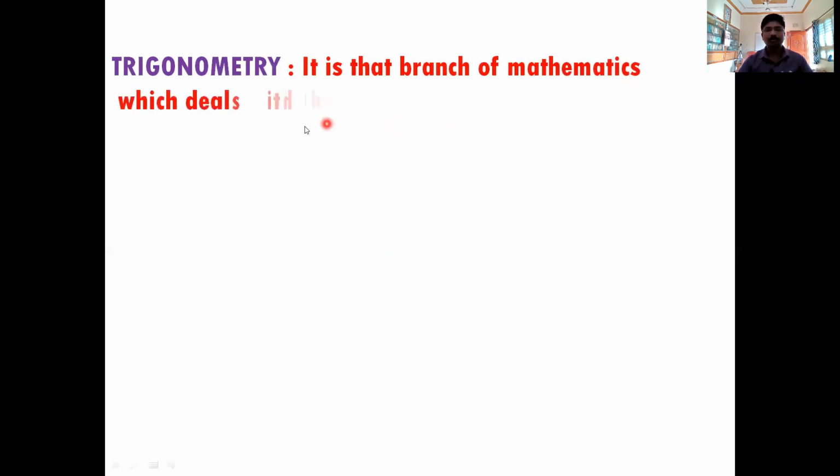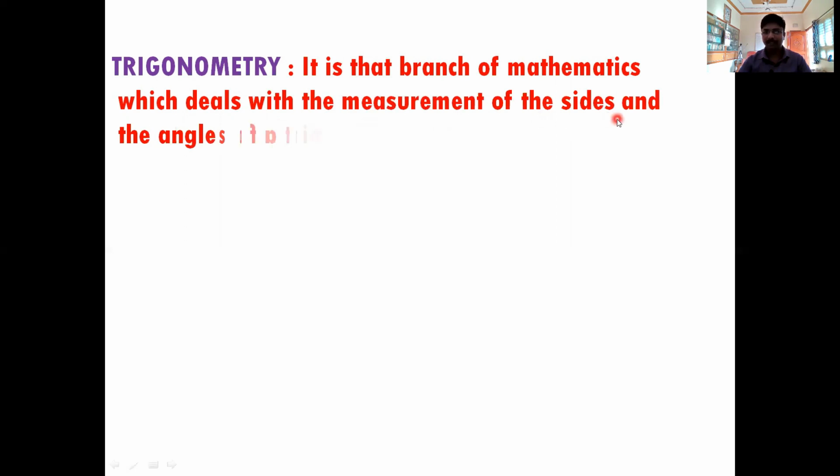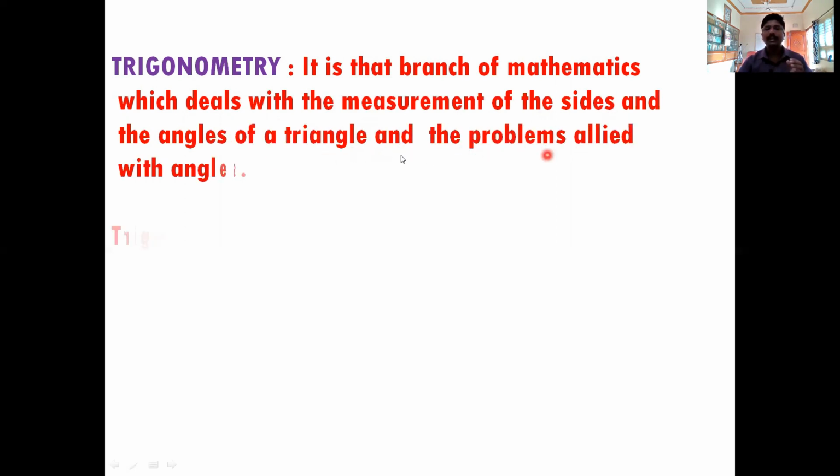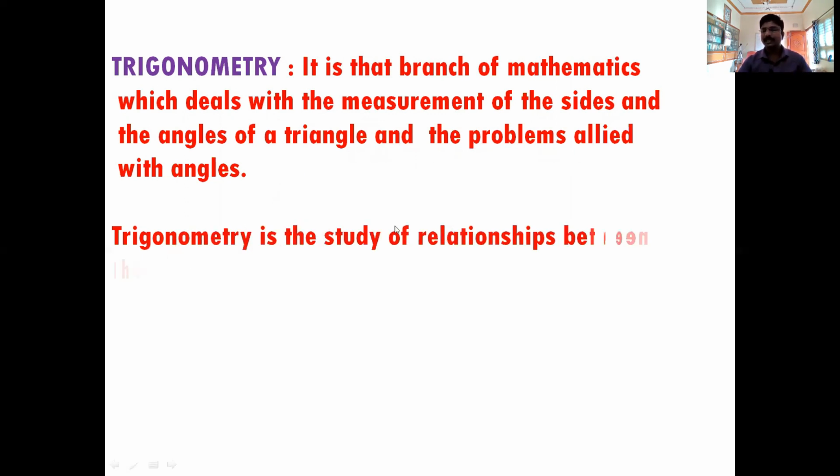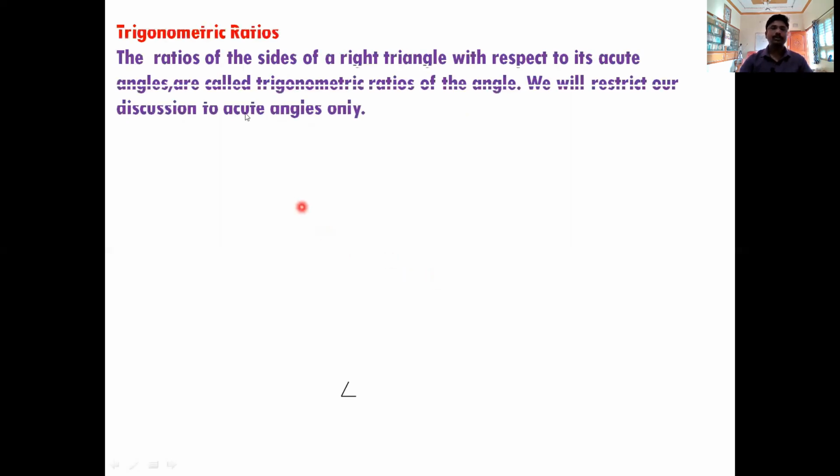Trigonometry is that branch of mathematics which deals with the measurement of the sides and the angles of a triangle and the problems allied with angles. Or in other words, trigonometry is the study of relationships between the sides and angles of a triangle. Understood? Next we will move to trigonometric ratios.